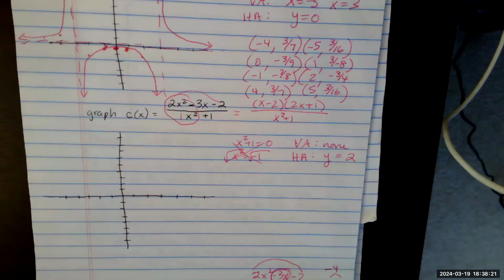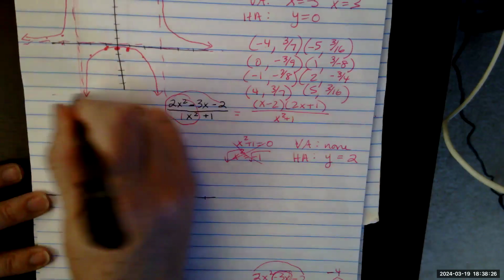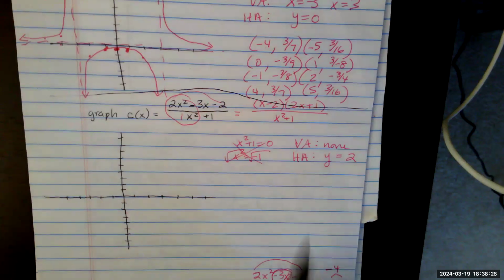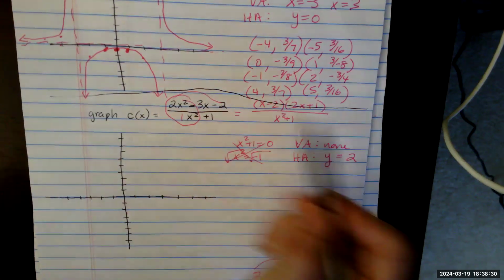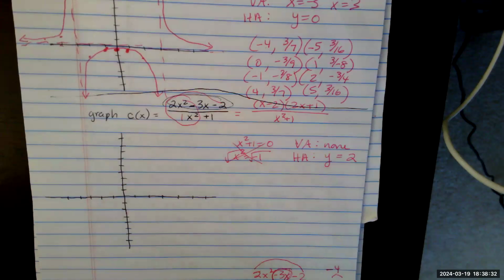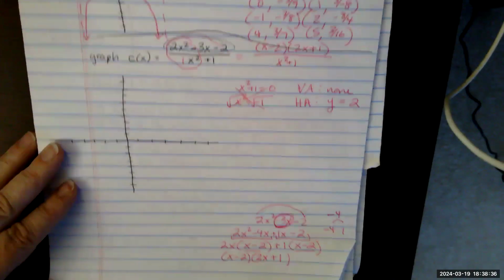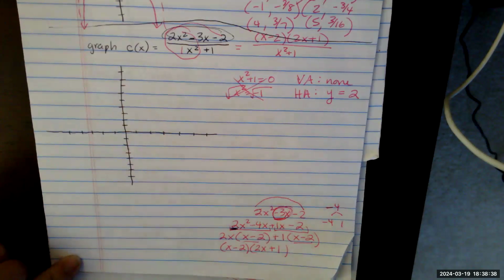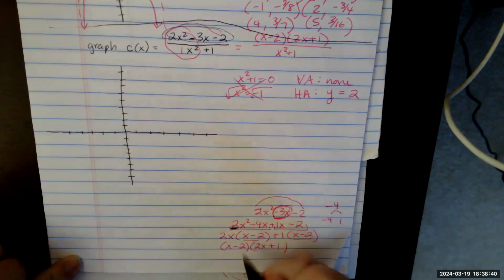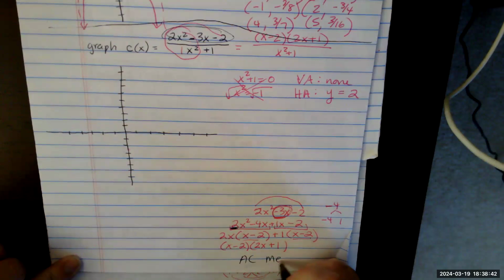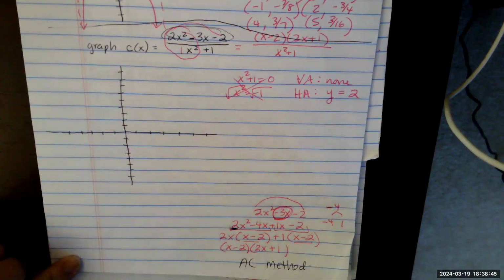Okay, I think we're in the middle of this problem. We got cut off, so I'm going to start by reminding you what we've done so far on this one. First we factored the top, and I showed how to factor a trinomial that has a number in the front. So we did the AC method.